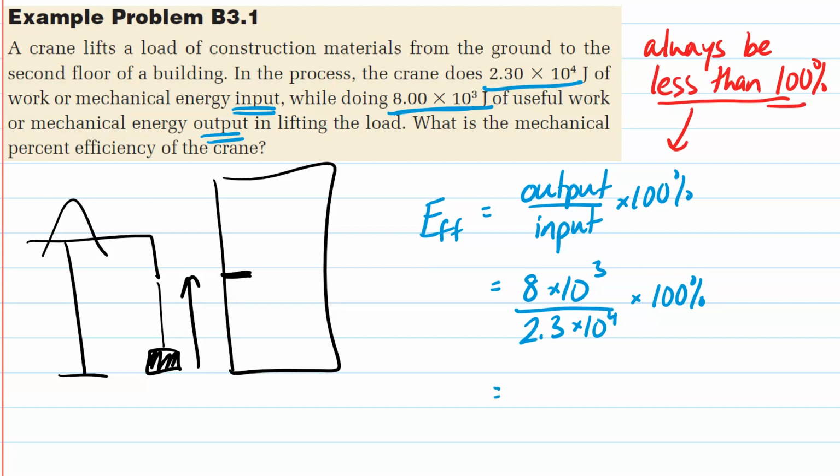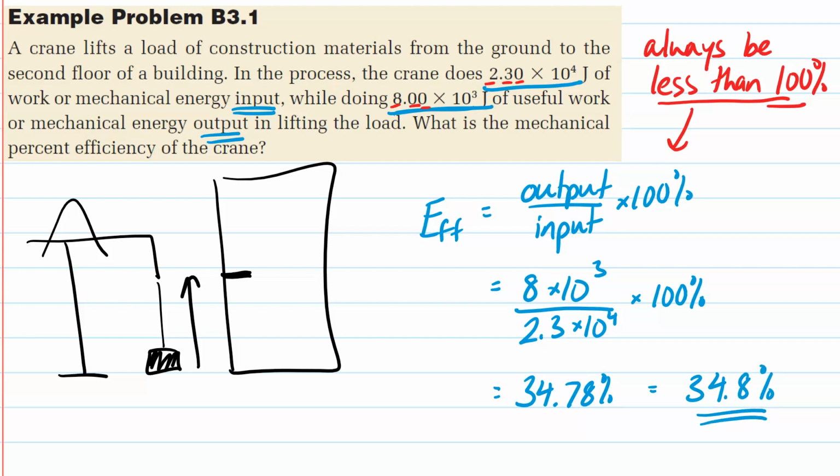So 8 times 10 to the 3 divided by 2.3 times 10 to the 4. Remember to use your E or EXP button on your calculator for that. That would equal 0.3478. You multiply by 100%. This becomes 34.78%. If we're looking at significant digits, there are 1, 2, 3 significant digits for input, 1, 2, 3 significant digits for output. So our final answer should have 3 significant digits.